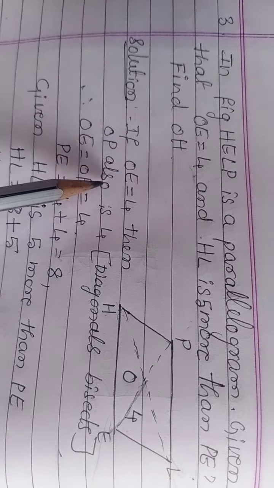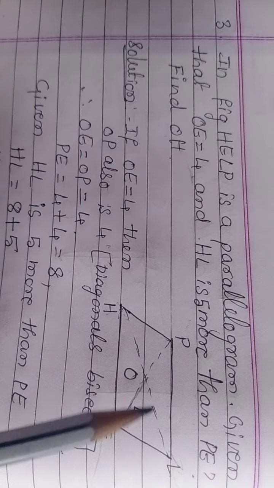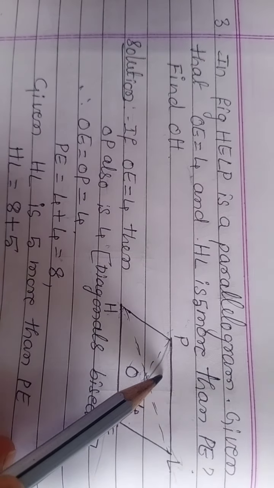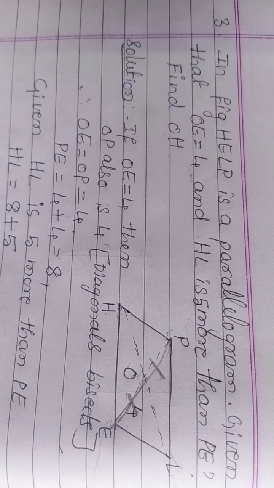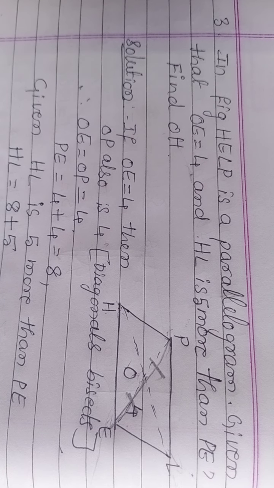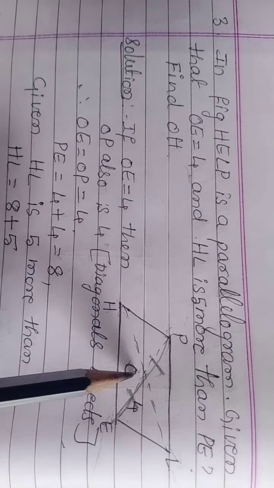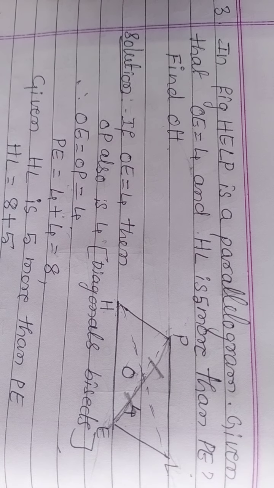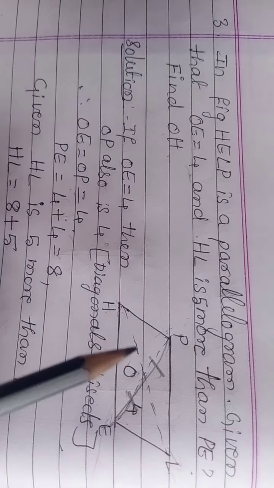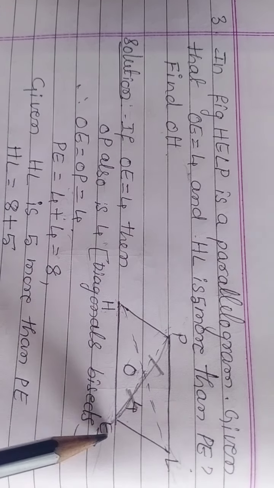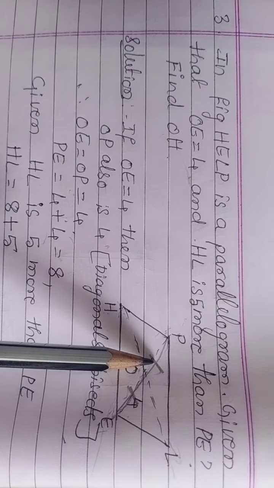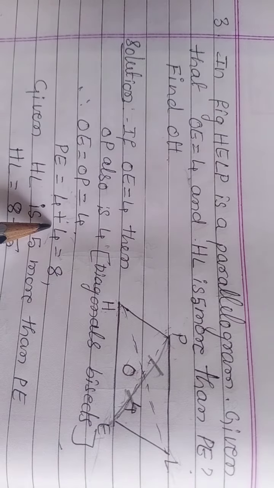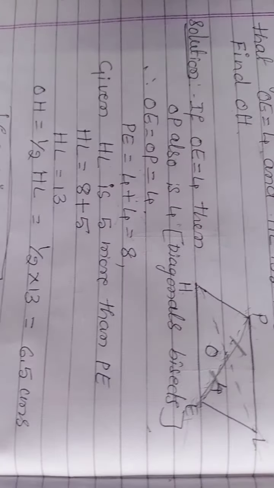Okay children. So OE is 4 they have given. Then if OE is 4, OP is also 4 because it is a diagonal, and we already said that diagonals bisect each other. They divide into 2 equal parts I said. If it is 4, this is also 4. That's why OE is equal to OP is equal to 4 we got. Now we need PE because HL is compared with PE. PE will be what? This plus this, isn't it? OE plus OP. What is OE? 4. What is OP? 4. So 4 plus 4, 8 centimeter you will be getting.